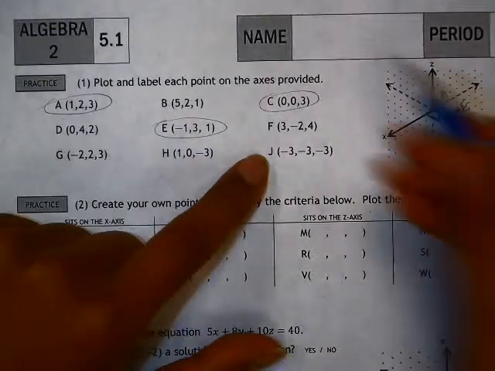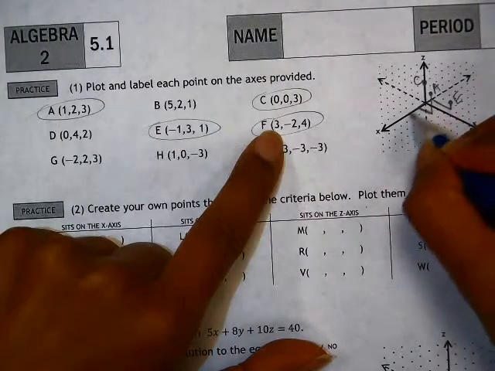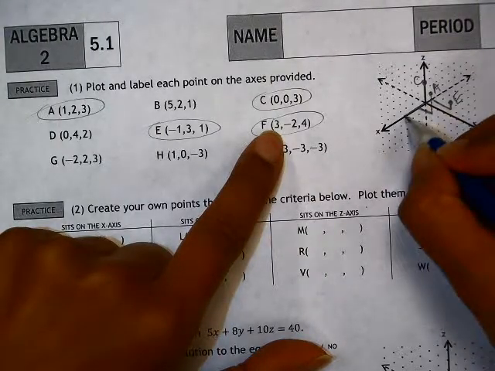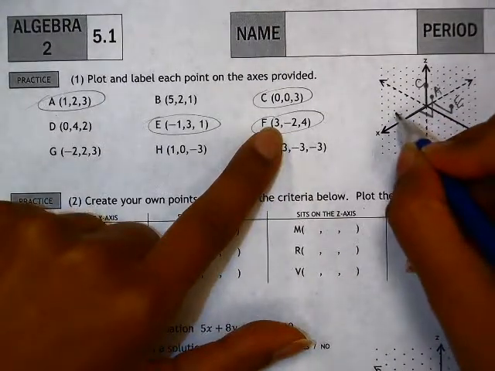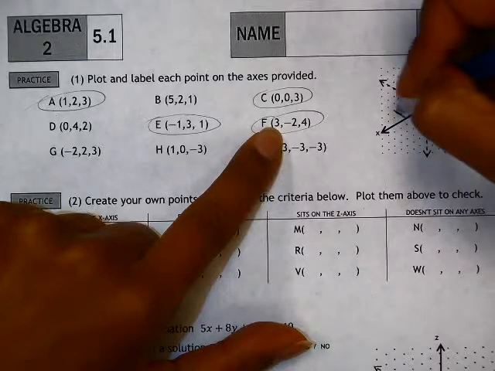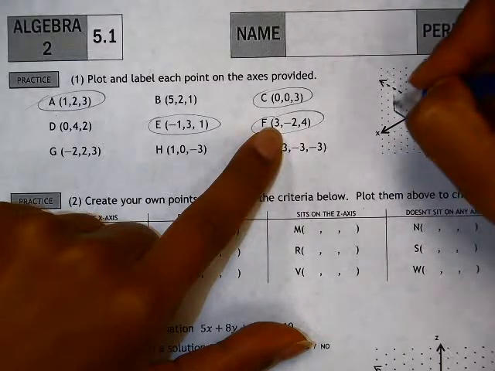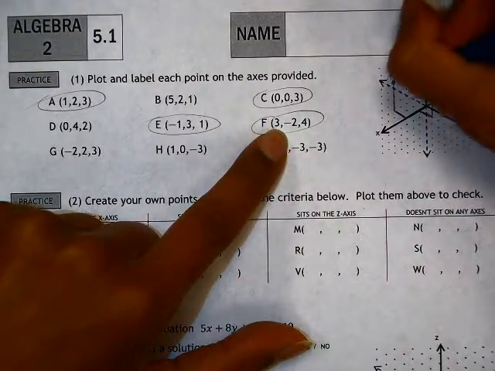Going to letter F, +3 in the x direction, so 1, 2, 3, -2 in the y direction, so we need to go in the negative direction 2, so 1, 2, and then +4 in the z direction, 1, 2, 3, 4, and this is point F.